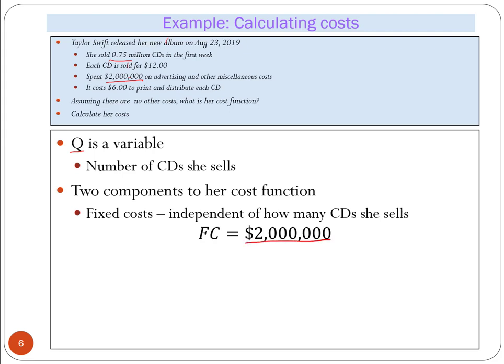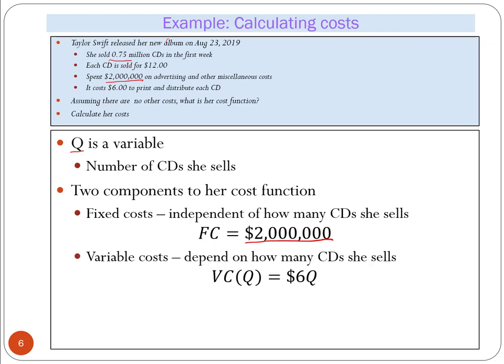Okay, and the other component to her cost is the variable costs. These are the costs that depend upon how many CDs she sells. So in this example, there's only one variable cost. It's this one here. We have $6 per CD. So if we want to work out what the costs are, it's going to depend upon how many CDs she sells. If she only sells one CD, then she only needs to print and distribute one CD, and that's 6 times 1. If she does 1 million CDs, then she needs to print and distribute 1 million CDs. So her variable costs in this case are $6 per CD multiplied by the number of CDs that she sells. And that's the variable cost. It depends upon how many CDs she sells. And we'll talk more about fixed costs and variable costs in another mini lecture.